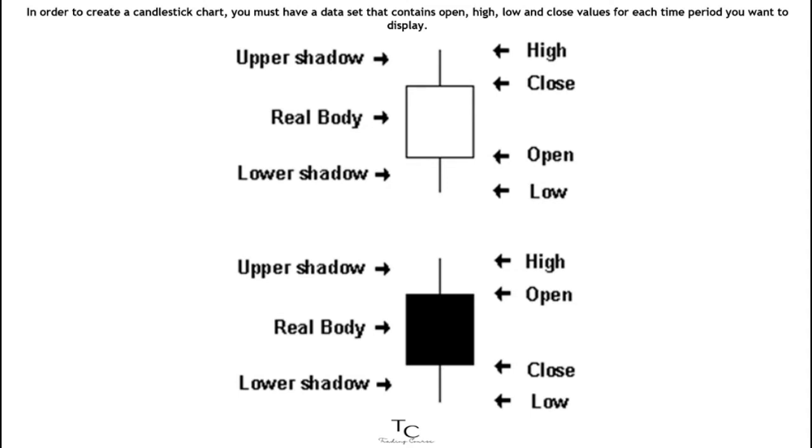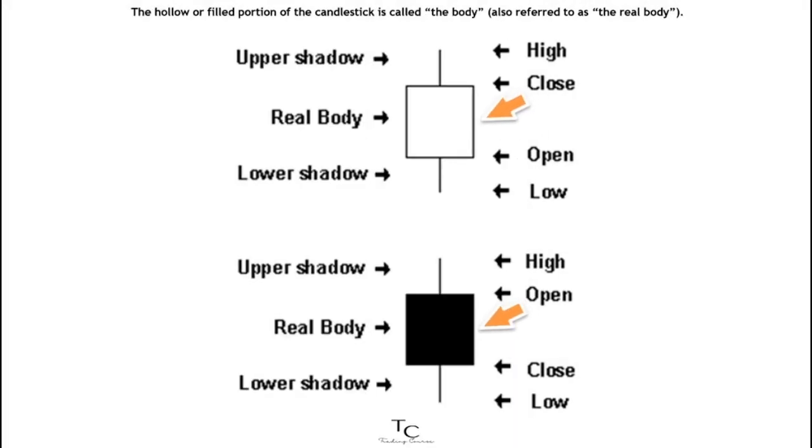In order to create a candlestick chart, you must have a data set that contains open, high, low and close values for each time period you want to display. The hollow or filled portion of the candlestick is called the body, also referred to as the real body.